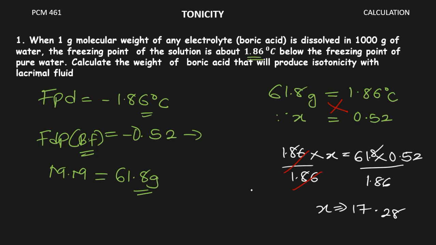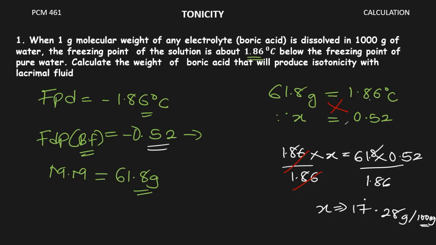So that is the amount of what? Boric acid. You need to dissolve in what? 1000 gram. Remember that it is in 1000 gram they dissolve this 61.8 inside. So you need to dissolve 17.28 in 1000 gram to give a tonicity of 0.52 to make it isotonic. So you can say this is gram per 1000 gram of water.